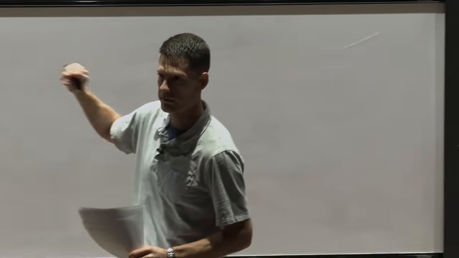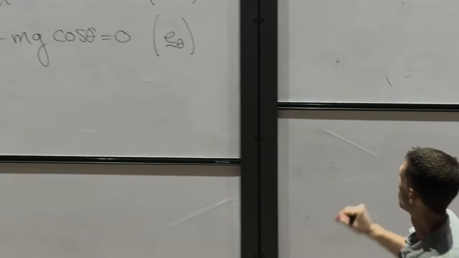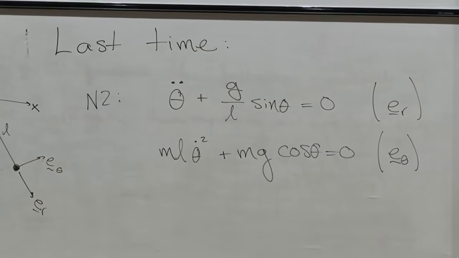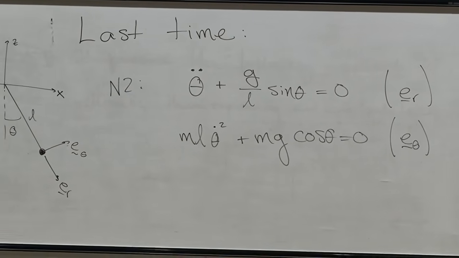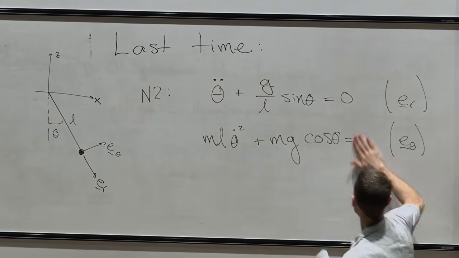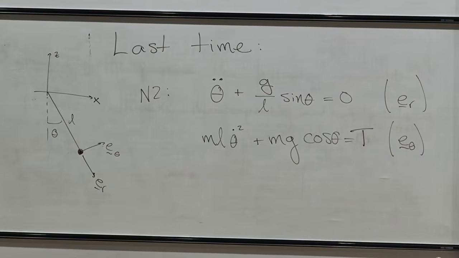Pendulum, we were talking about constrained systems. Here's a pendulum on the end of a massless rod. We worked out Newton's second law has the radial form, which is a second order equation for theta, the angle with the vertical. And, oops, that's not a zero, that should be a t. The e theta version of the equation looked like this.